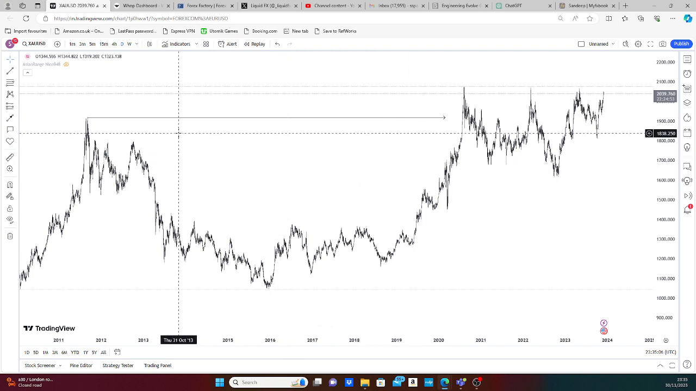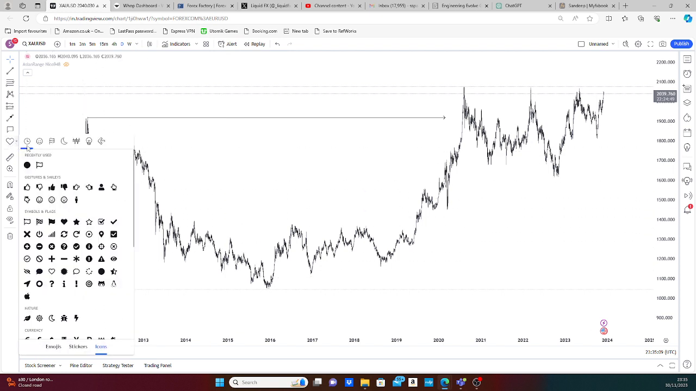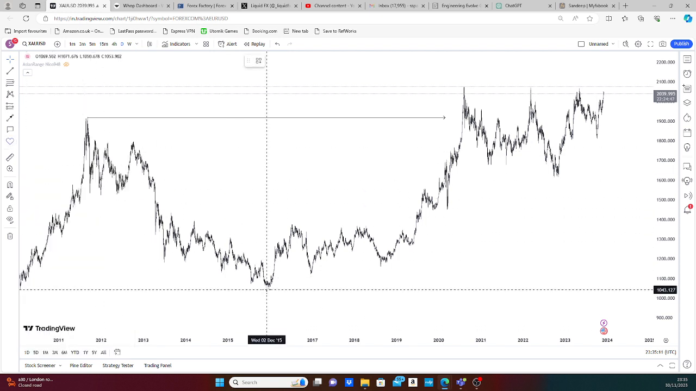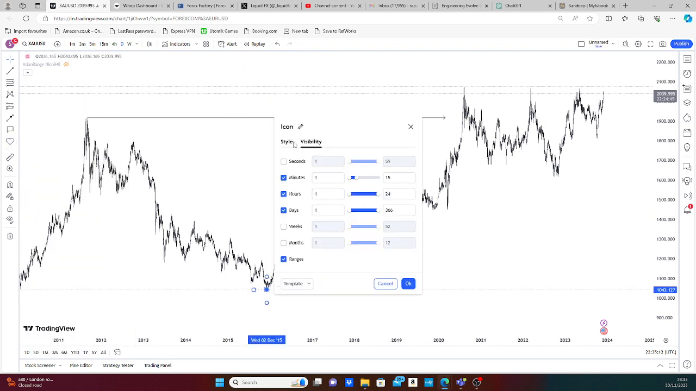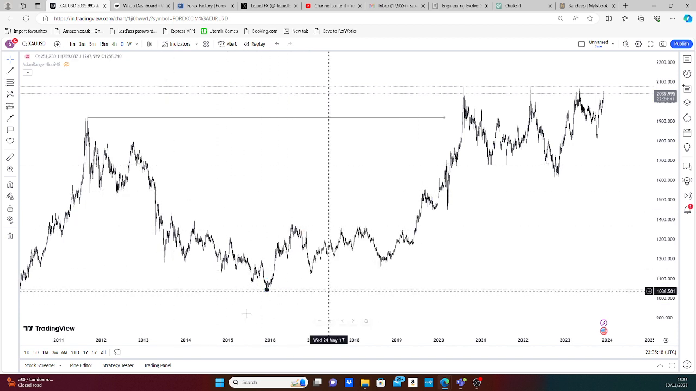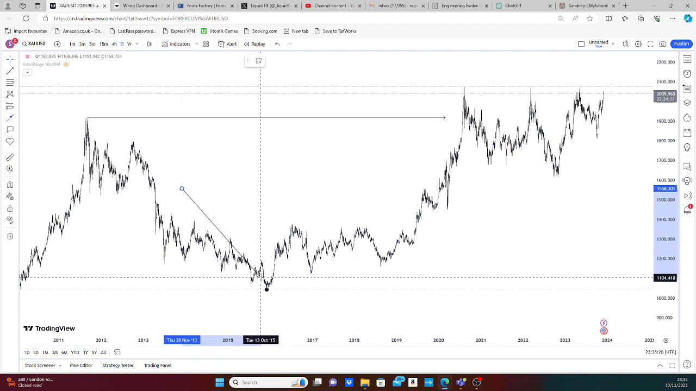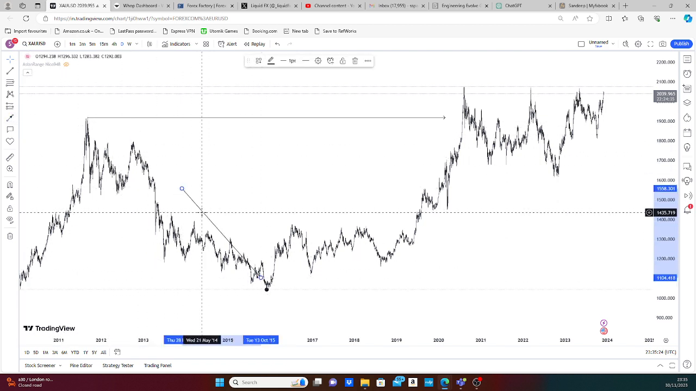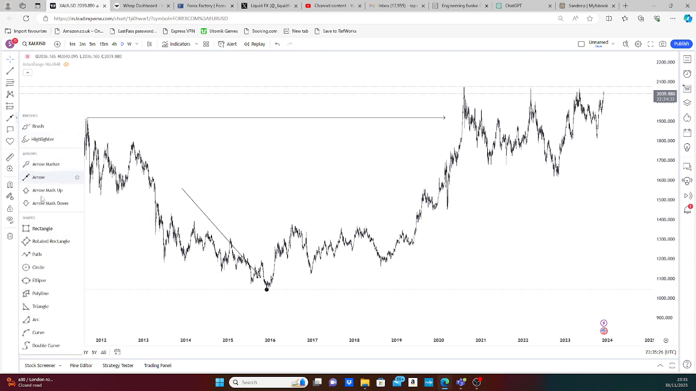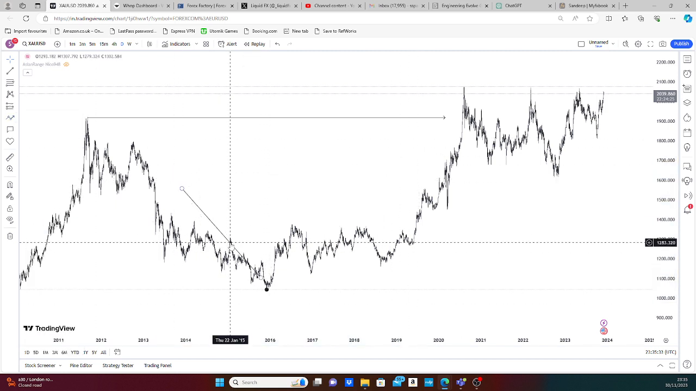As you can see, we see a high get broken over here. Now, if we look at our structure, we're just going to mark our structure this way. The black annotation will represent structural highs and lows. We see a shift in the market settlement over here, a change from bearish to bullish, right? And this is exactly what we're going to be marking up.